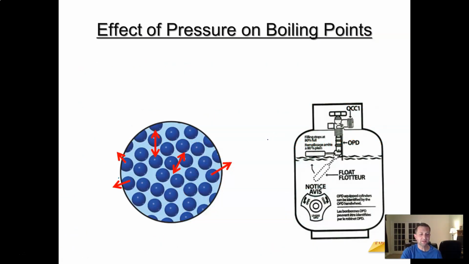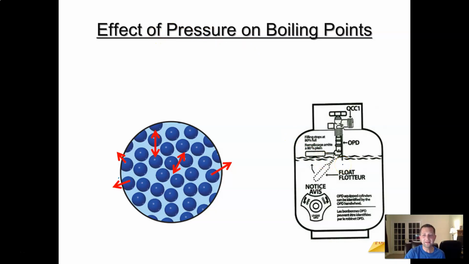Real life application of this. This is a propane tank. You might have a propane tank for your gas grill. I have one of those. I also have a 500-gallon propane tank buried at the end of my driveway. I use propane to heat my house in the winter. It also runs my water heater, but that's beside the point.